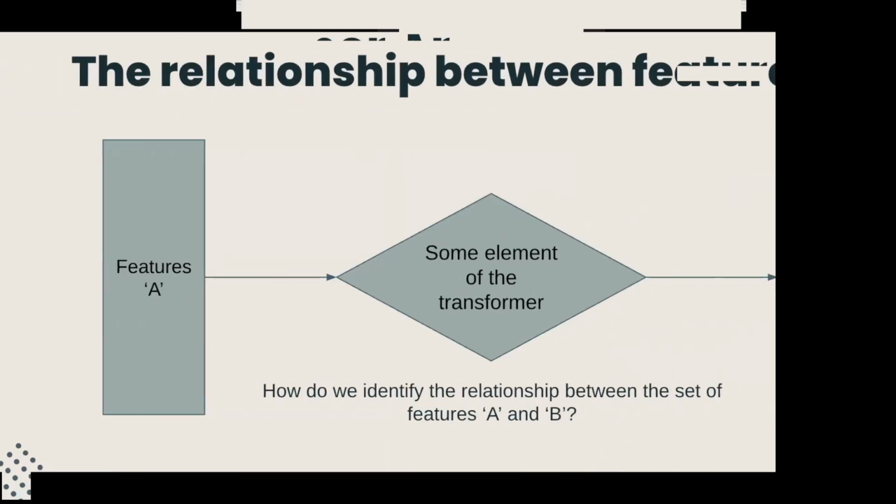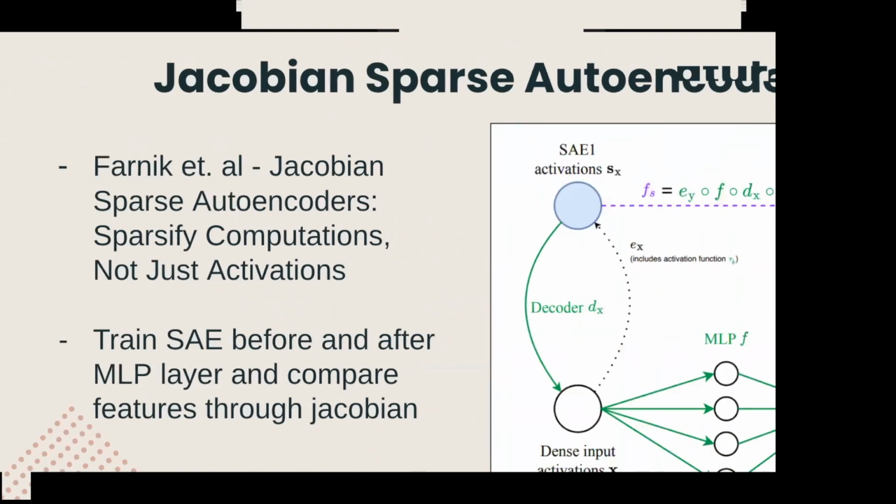Sparse autoencoders are very, very helpful in identifying the existences of certain features at certain points in the model. But it would also be really helpful theoretically to be able to take the features before some part of the model and then take the features after some part of the model and then compare the interactions between them, because then you'd be able to see essentially how that part of the model works to compute the set of features B from the set of features A. And this is what Farnick et al. 2025 did in their paper about Jacobian sparse autoencoders.